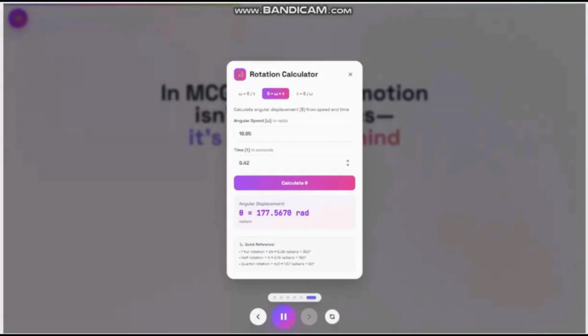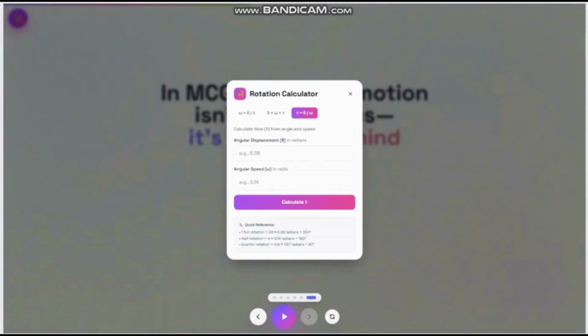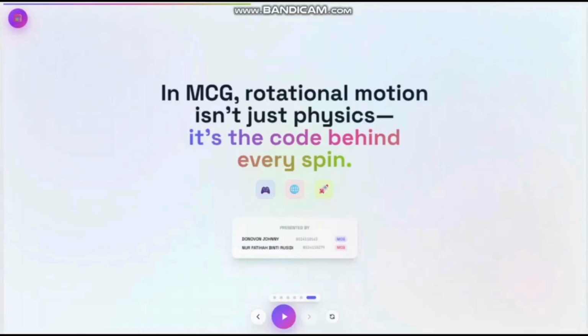In game engines, this same calculation controls propellers, wheels, and rotating objects, making 3D scenes feel alive. So from physics to pixels, rotational motion is more than theory. It's the engine powering digital worlds.